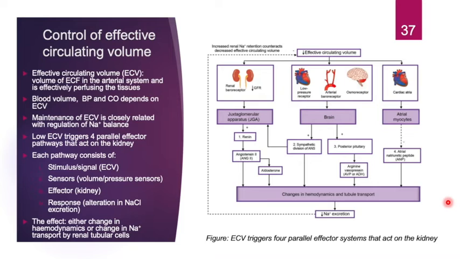The effect is either a change in hemodynamics or a change in sodium transport by renal tubular cells. For example, in the case of decreased ECV, the renin-angiotensin-aldosterone system will be activated. Sympathetic activity will also be activated, and ADH secretion will be increased. At the same time, ANP secretion will be inhibited. So all of these effector systems will change the hemodynamics and tubular transport in the kidney, which ultimately leads to reduced sodium excretion.